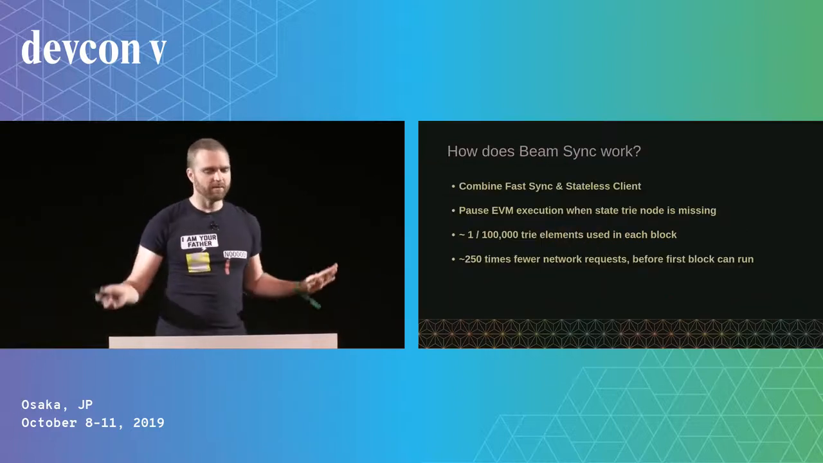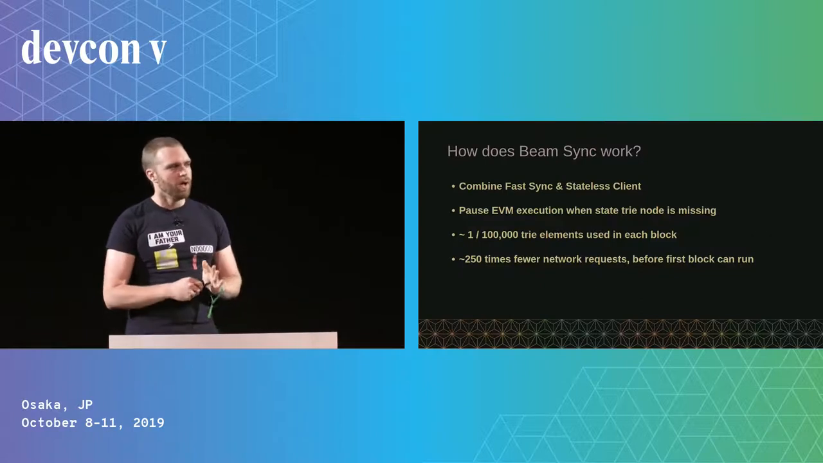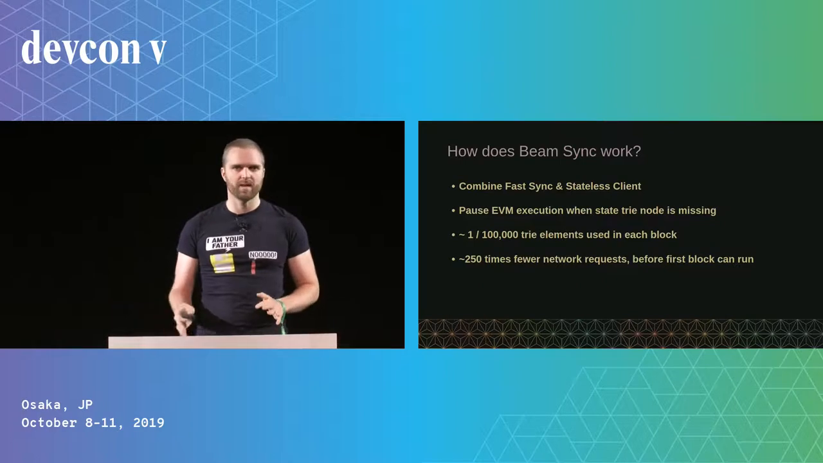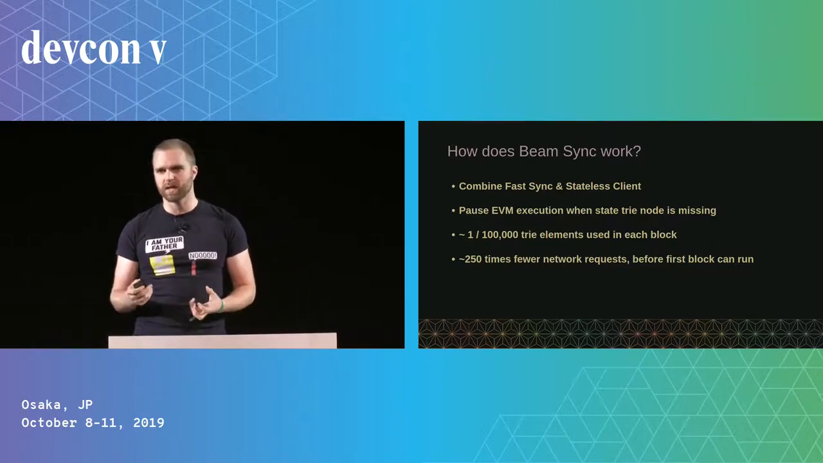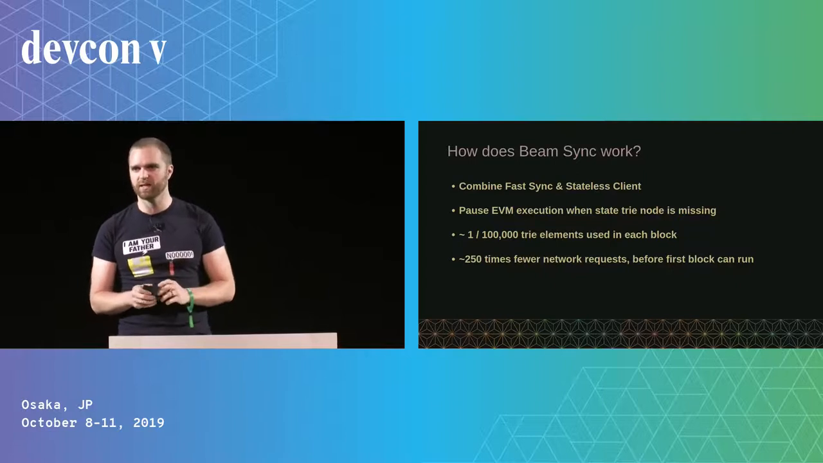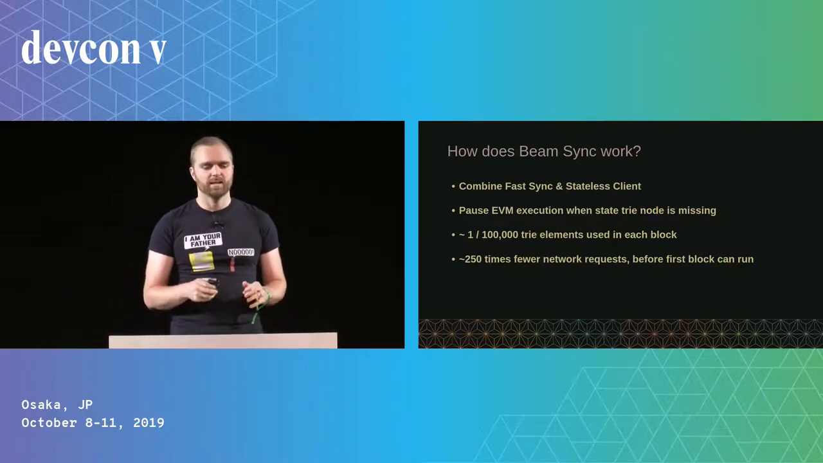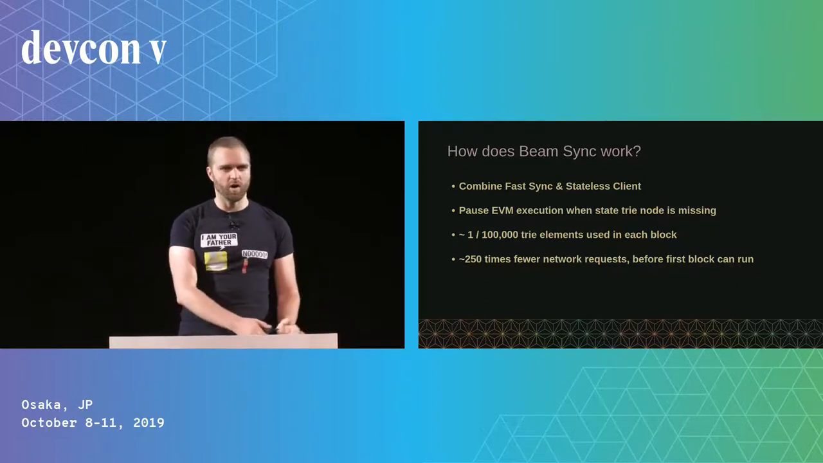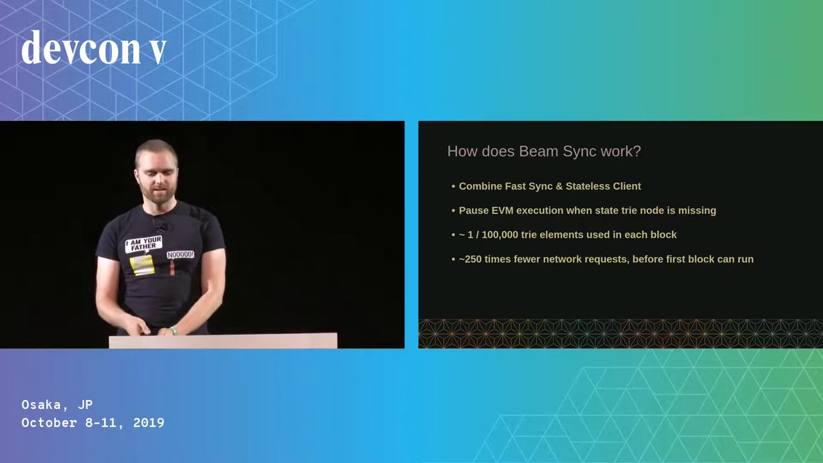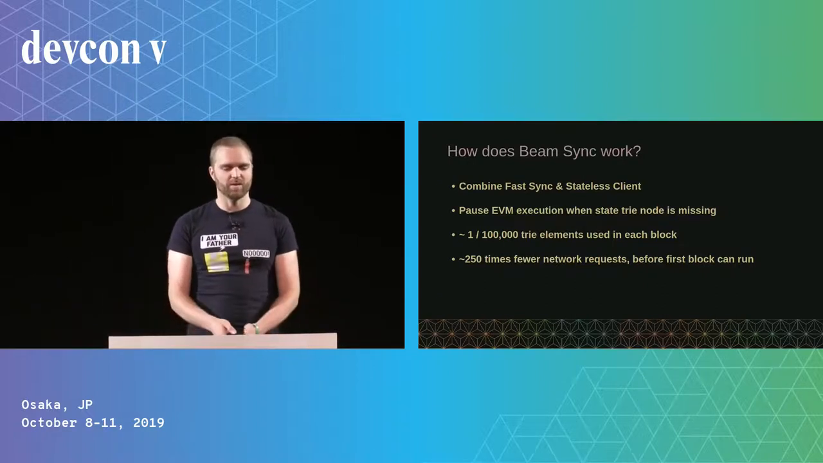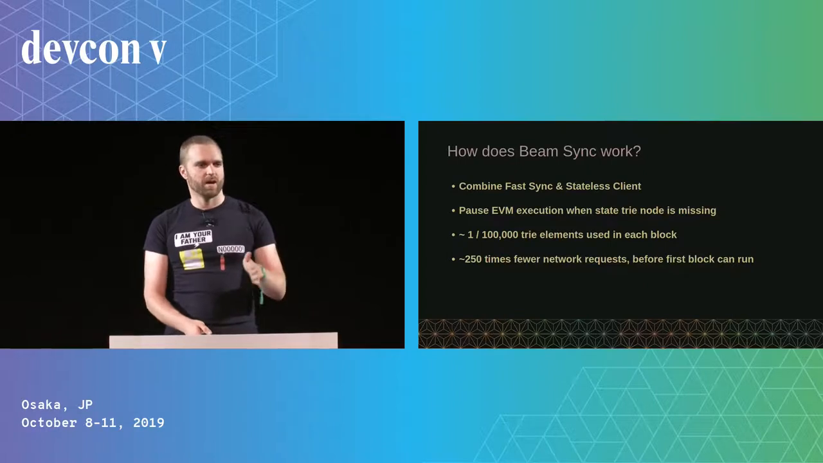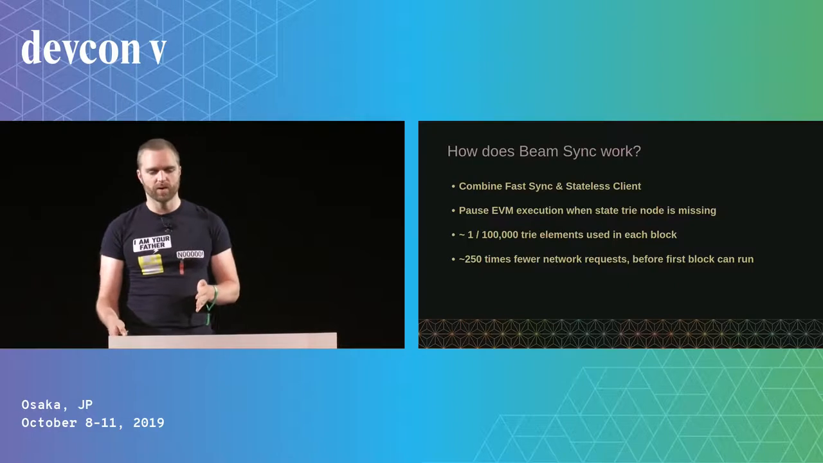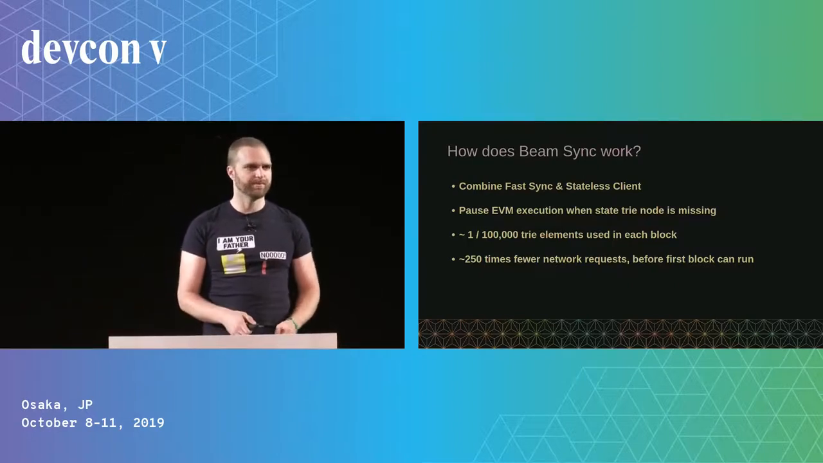So, high level, how does Beam Sync work? Roughly, we combine the ideas of the way that FastSync works and the way that stateless clients work. A stateless client gets all the data it needs, just the data it needs to run a block, and it dumps it at the end of the block. FastSync is about getting all of the data up front and saving it to disk. So instead, Beam Sync works by running the EVM on an empty state, pulling the data as it's needed, but saving it and storing it for future executions.